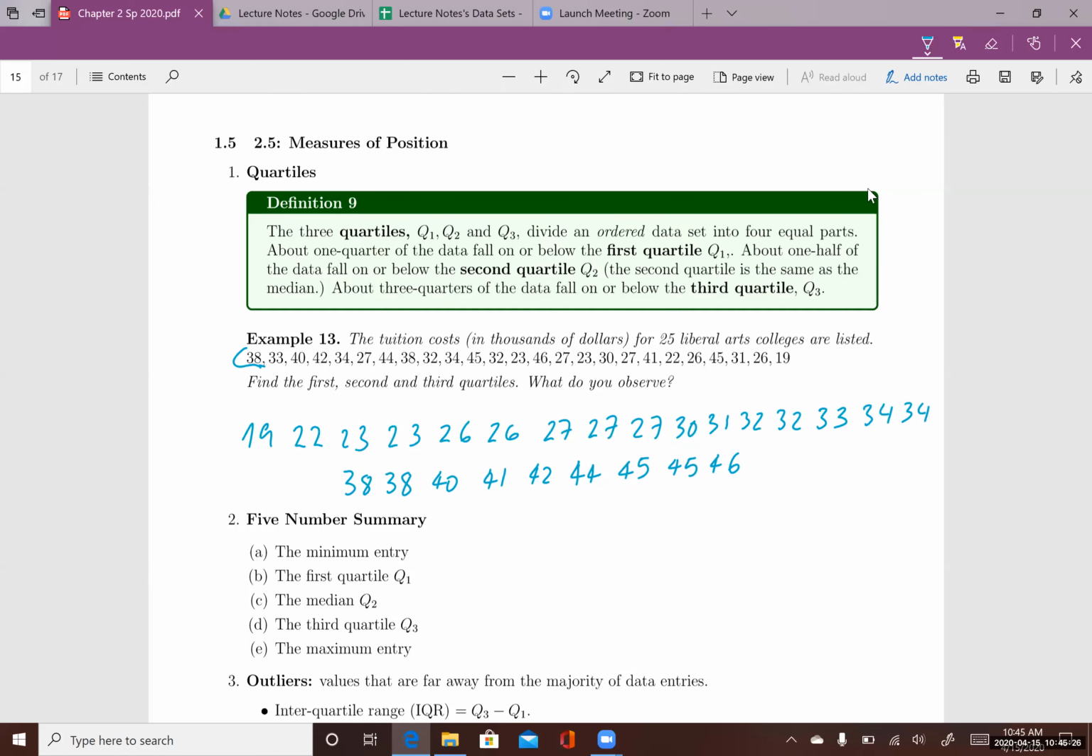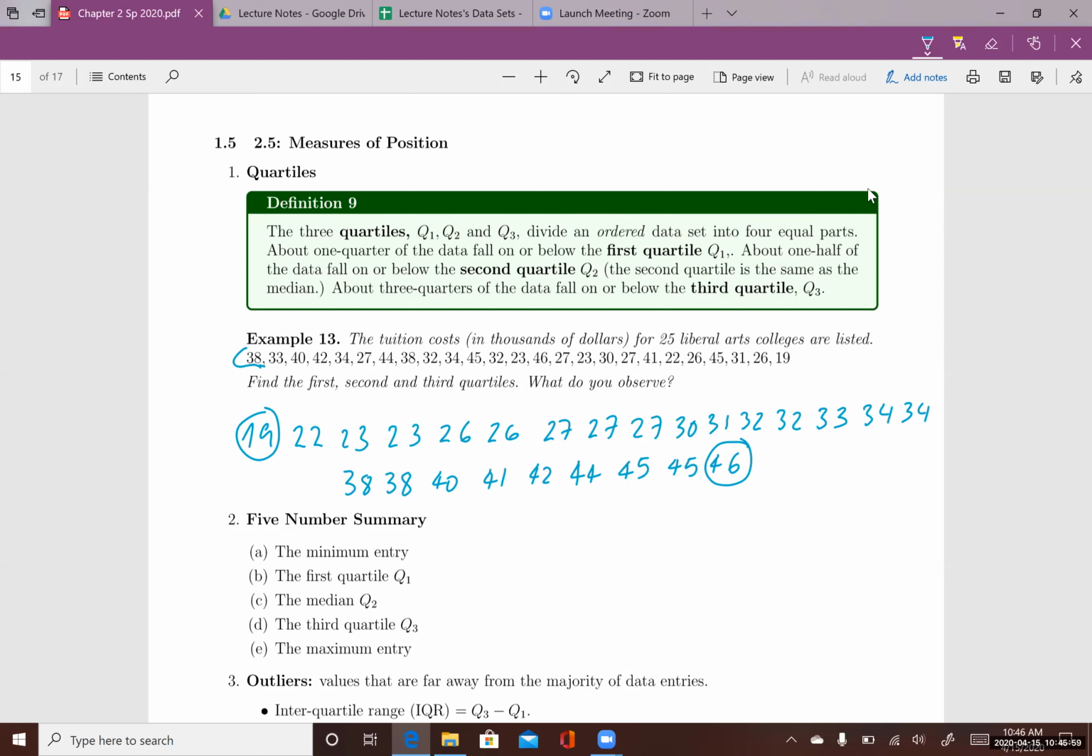So first I have the data set, and I put the data set in ascending order. So this is the minimum value, and this is the maximum value. Since I have 25 data entries, in order to find the second quartile, I can just find the median of this data. The median would be the value at the 13th position.